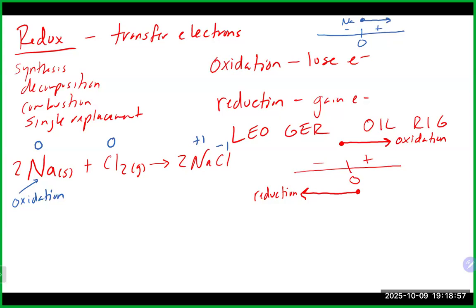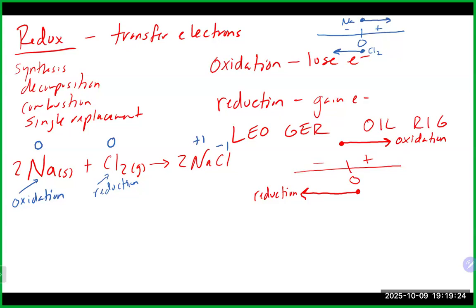Now, when we look at the chlorine, it is starting at 0. And on the right-hand side, the chlorine is ending at -1, which means it would be moving in that direction on the number line, more negative, and it is going through reduction. By the way, I did not even need to do that if I feel good about oxidation for sodium. By default, the chlorine is going through reduction. They always happen together, so you really just have to identify one of them.